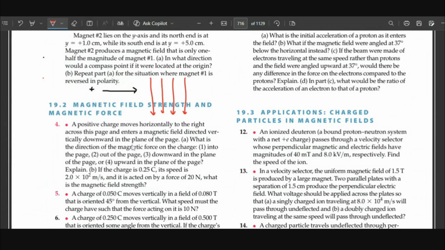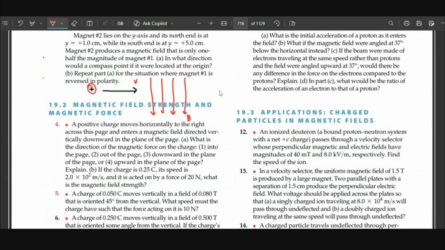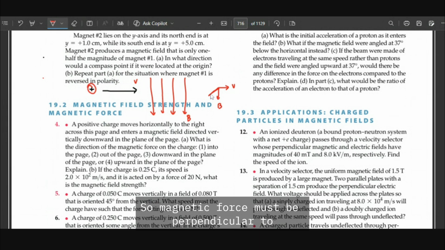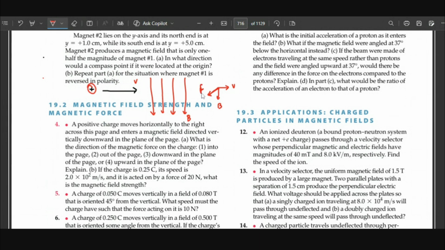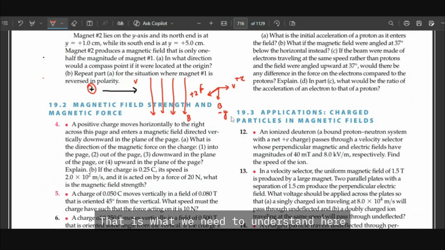The question is, what is the direction of the magnetic force on the charge? So you can say this is the direction of velocity of the charged particle. This is the direction of the magnetic field. As we already know, the magnetic field is directed downward, velocity is in the forward direction. So the magnetic force must be perpendicular to both of them, like this way. How did we find this? Using the right hand thumb rule. If velocity is in the positive x-axis, magnetic field is in the negative y-axis, so force must be acting in the positive z-axis. That is what we need to understand here.